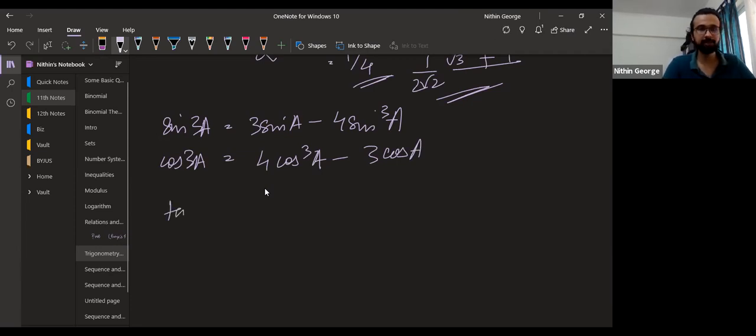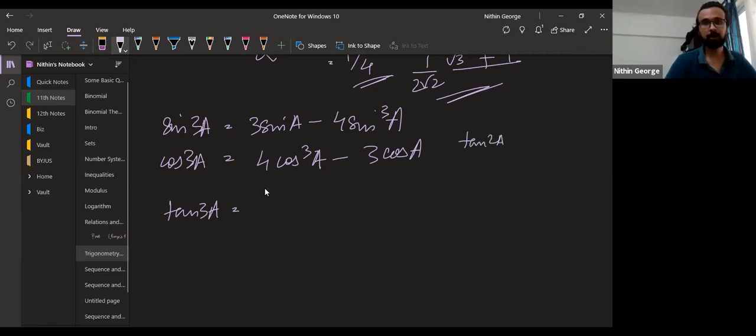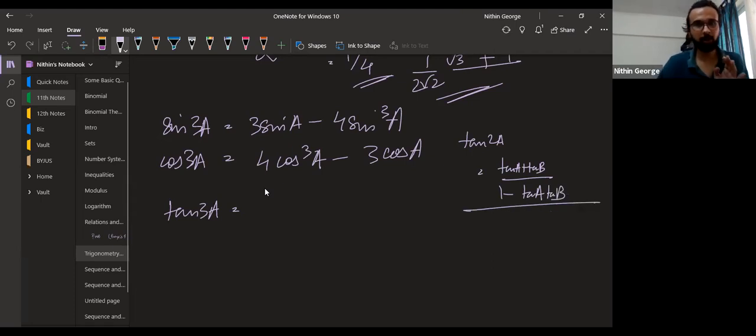All right. What about tan 3A? Remember, tan (A plus B) is tan A plus tan B by 1 minus tan A tan B. Okay, so you're in 12th, right? All of you. So you should be able to understand this. Just watch closely.